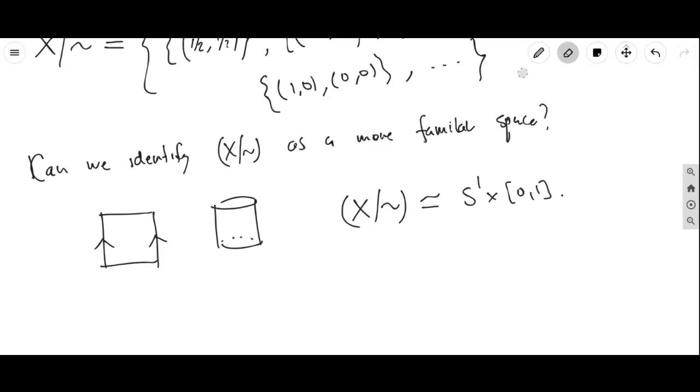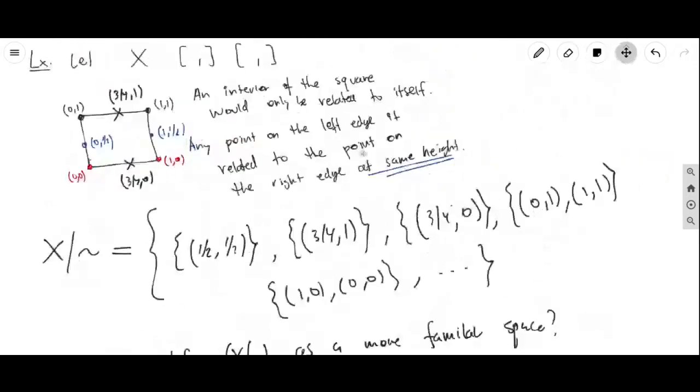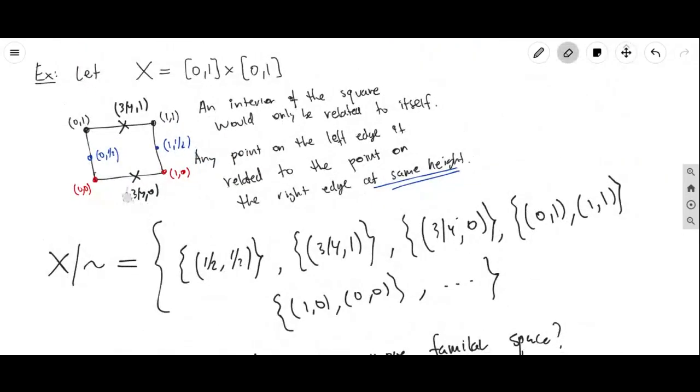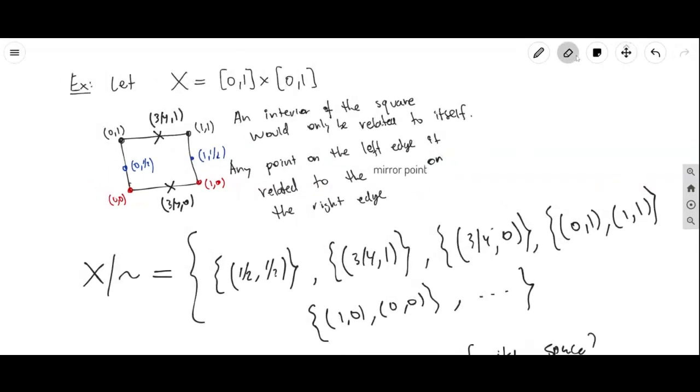So this is an interesting example. Now what we could do is return back to this example and change things up a little bit. So let X be the same space. The interior of the square would be related to itself, and any point on the left edge is related to the mirror point on the right edge at the opposite height. So here, instead of being related to 1, 0, 0 would actually be related with 1, 1.